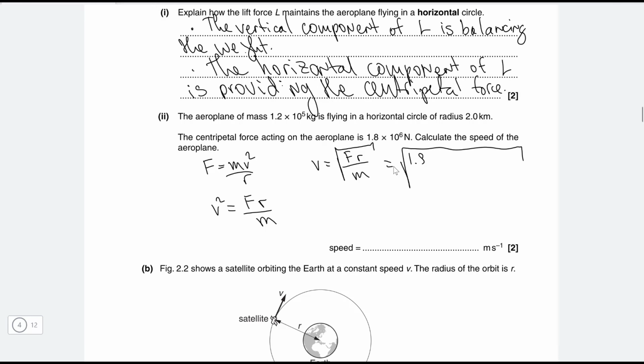So F is 1.8 times 10 to the power 6. The radius is 2 kilometers. Let's not forget to convert that. So it's going to be 2.0 times 10 to the power 3, and let's divide that by the mass, which is 1.2 times 10 to the power 5. And this is going to give us 173 meters per second. In this case, we're working to two significant figures, so let's leave that as 170 meters per second.